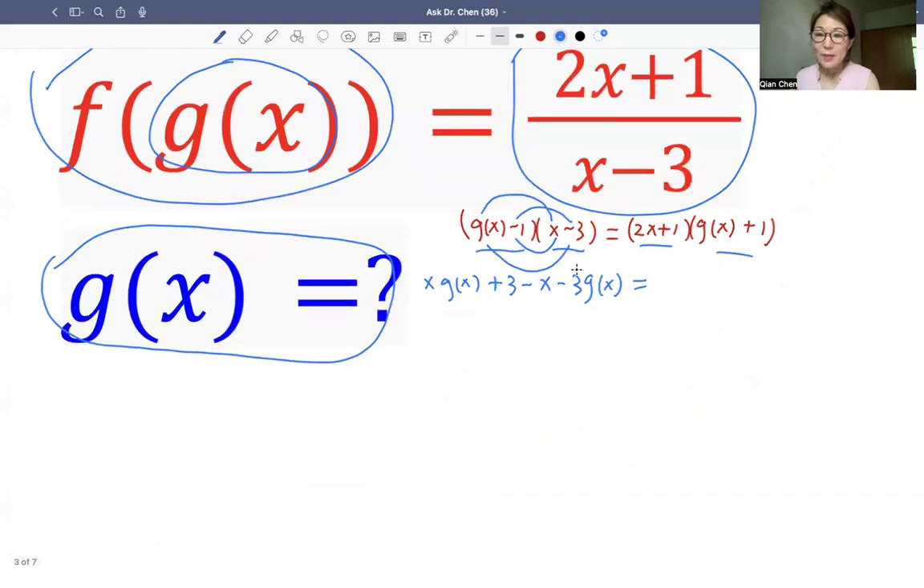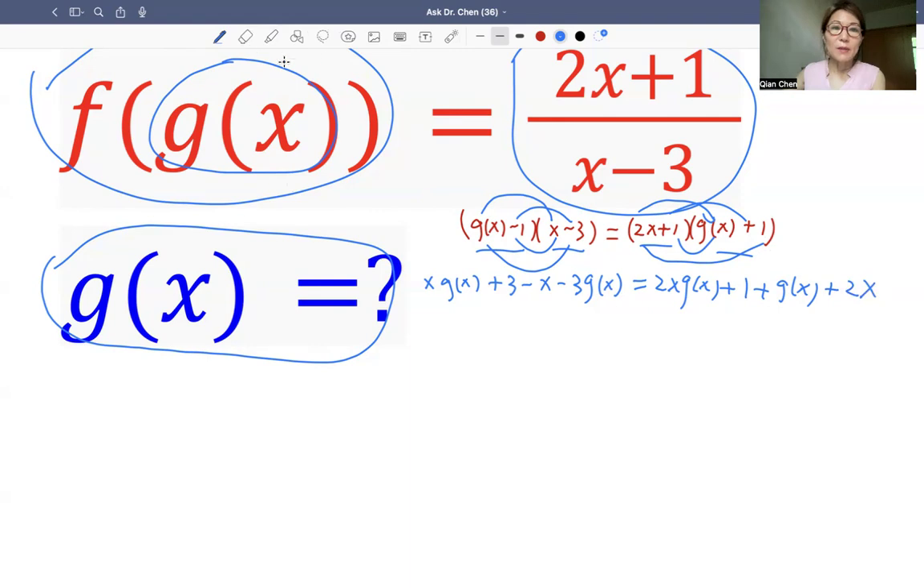So the right-hand side, same thing, we multiply 2x with g of x, we get a 2x times g of x. Then 1 times 1, get a +1. 1 times g of x, that's g of x. Then 2x times 1, that's 2x.